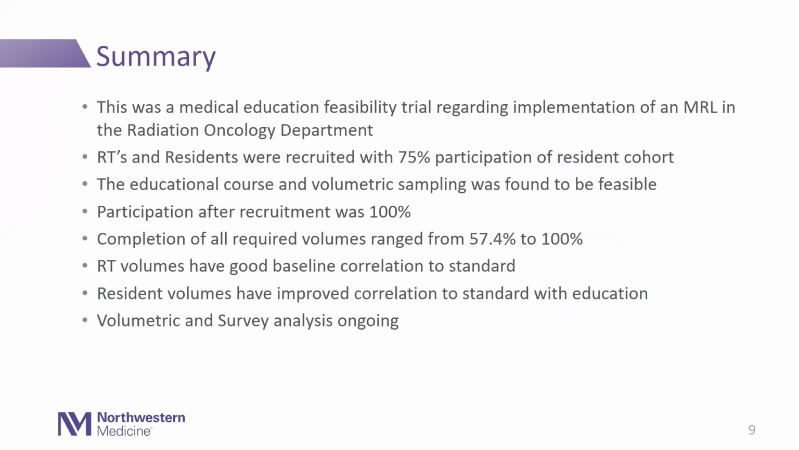So in summary, this was a medical education feasibility trial regarding implementation of an MR-Linac in our radiation oncology department. Radiotherapists and residents were recruited with 75% participation of the resident cohort, which is good to see. This was completely voluntary. The educational course and volumetric sampling was found to be feasible. Participation after recruitment was 100%. Completion of all required volumes ranged from 57.4% to 100% per individual.